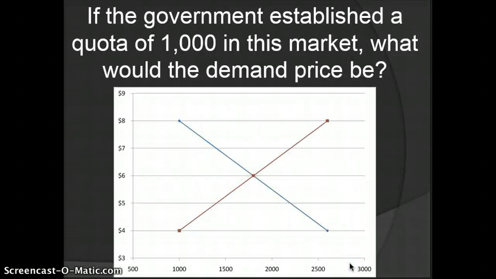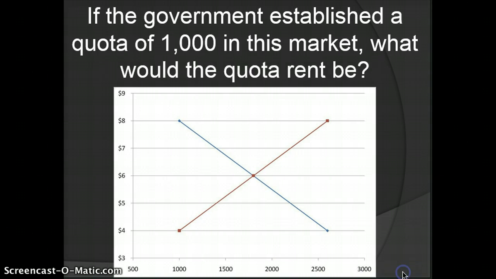And then so if the government established a quota of 1,000 in this market right here, like this, what would the demand price be? The demand price would be $4. And then the next, what would the quota rent be? The quota rent would be the difference between 8 and 4, so the quota rent would be $4, and this would be the dead weight loss right here. That's it. Hope this was helpful.